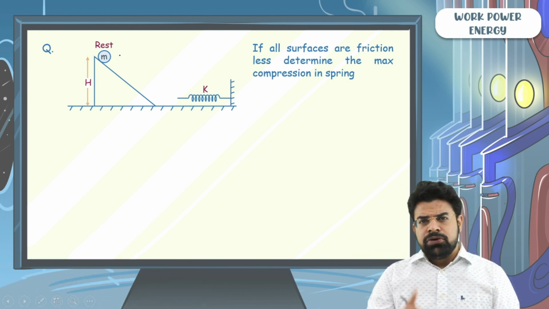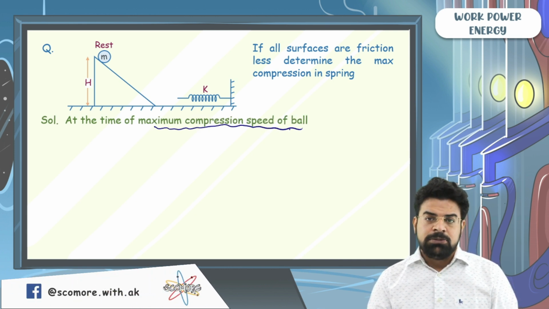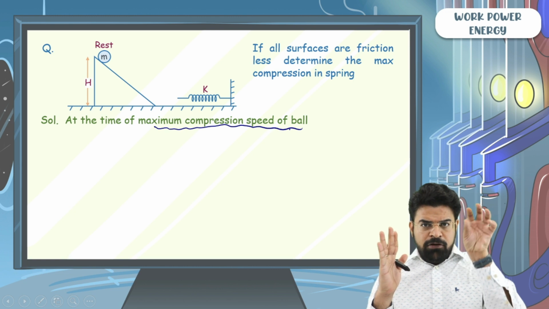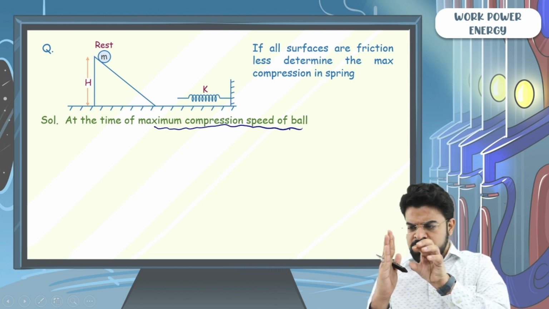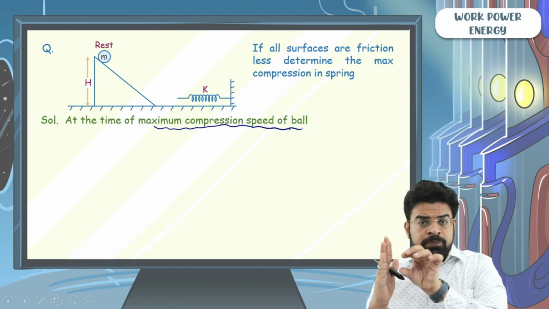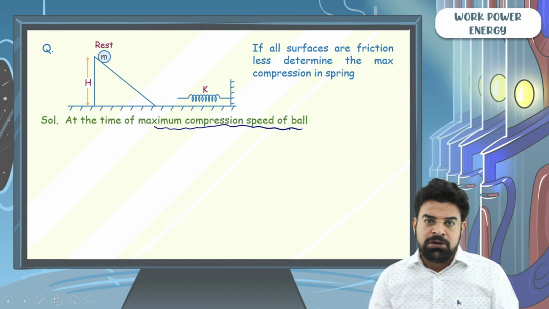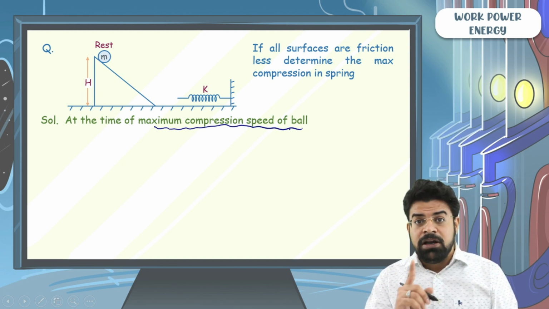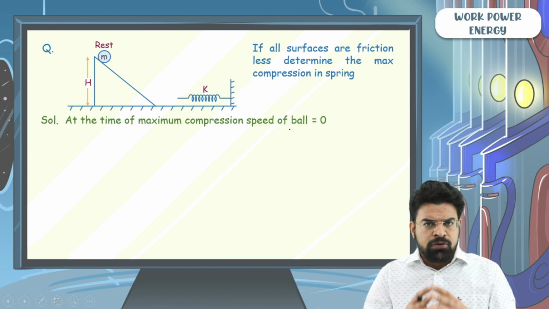Now, all you need to think is, at the time of maximum compression, what will be the speed of the ball? First the ball will slide down, it will gain some speed and then it will go further and start compressing the spring. At the time of maximum compression, what will be the speed of the ball? So sir, at the time of maximum compression, the speed of the ball has to be 0. Once you know this, the majority part of the question has been solved.